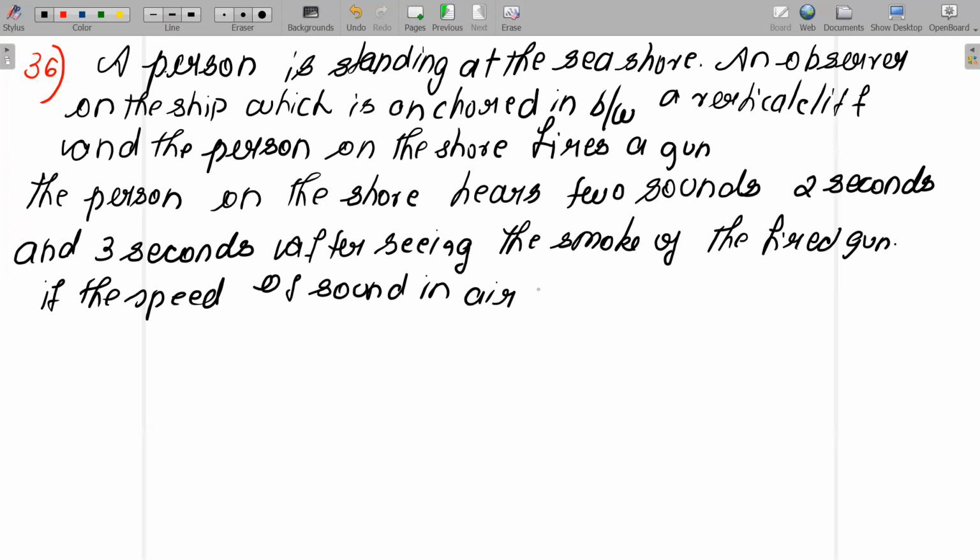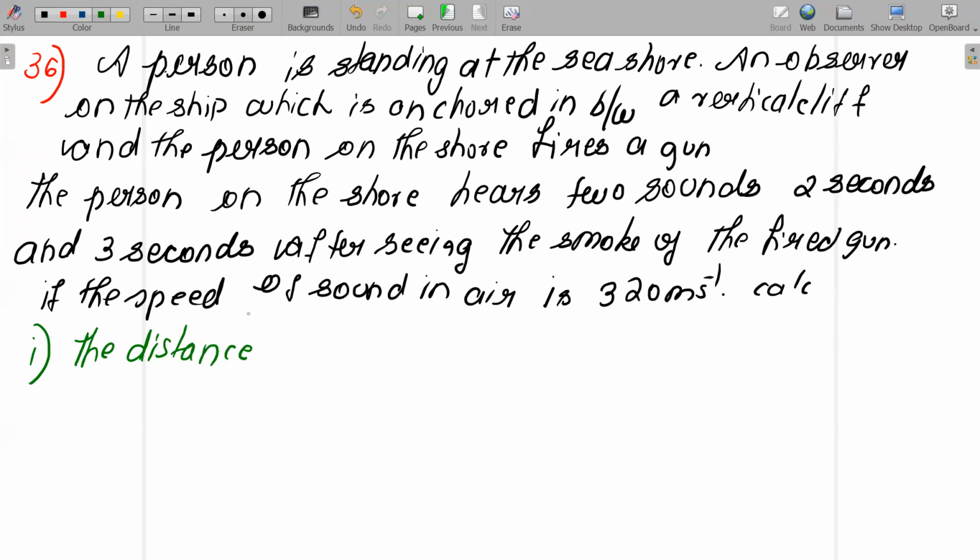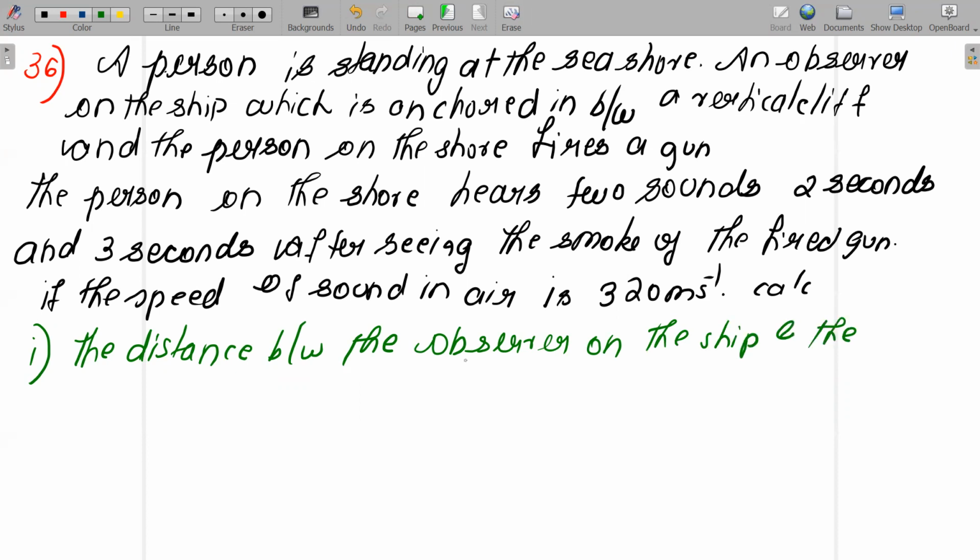And Ria, if the speed of sound in air is 320 meter per second, calculate the distance between the observer on the ship and the person on the shore. Physicists are not like you. They have a little bit of logic.